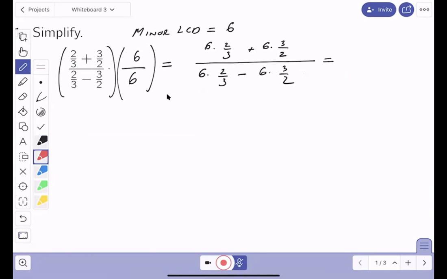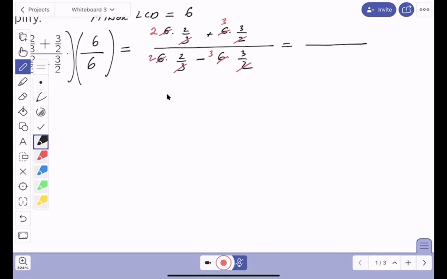All right, let's see if we can do it. And I'm going to do some reductions. So 3 goes into 3 once, and it goes into 6 2 times. 2 goes into 2 once, it goes into 6 3 times. 3 goes into 3 once, it goes into 6 2 times. 2 goes into 2 once, it goes into 6 3 times. Let's do the arithmetic. Should be very simple to do.